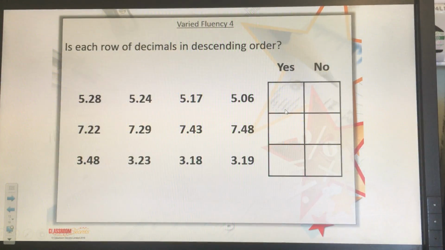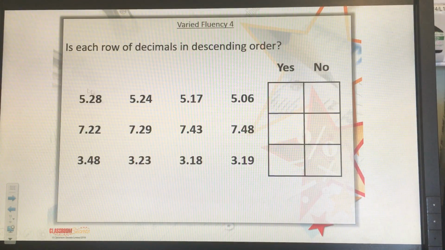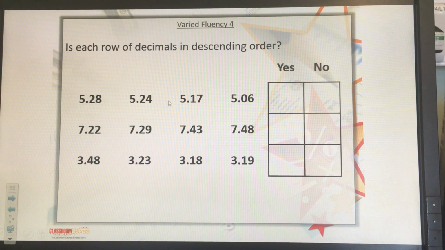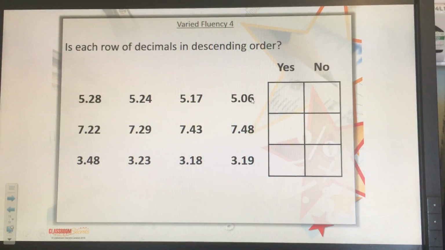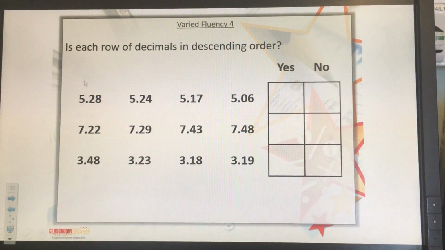Now, for this question, we need to say whether each row of decimals is in descending order. Now descending means going from largest to smallest. So let's check. We start with 5.28 and we're going down, 5.24, 5.17, 5.06. So yes, I think this one is in descending order. We're going from largest to smallest. If you like, you can pause the video here to see if you can check whether these ones are in descending order. Okay, I'm going to go through the answers now.